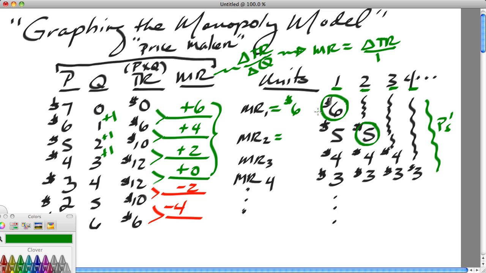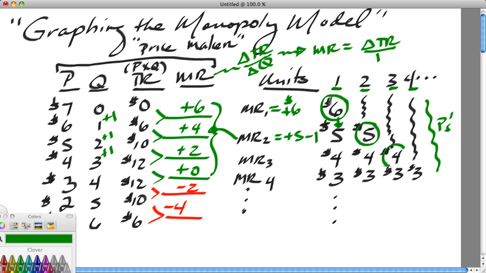So back to our point here, if we're going to sell 2 units, we have to lower the price of both units to 5. So in selling the second unit, we pick up 5, but look at this, we lose 1 on the first unit. When we sold the first unit, we sold it for 6, and we picked up 6. But when we sell the second unit, we pick up 5, but lose $1 on the first unit, which means we net what? We net 4. So what is the marginal revenue of the second unit? It's 4. Interesting. Let's keep going.